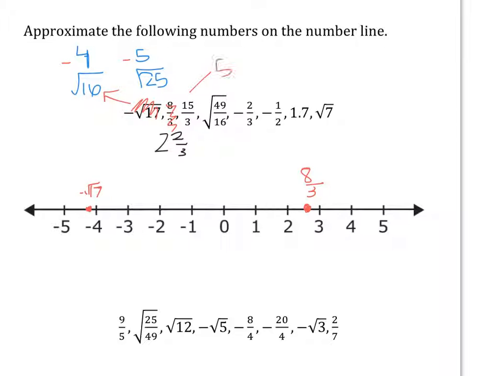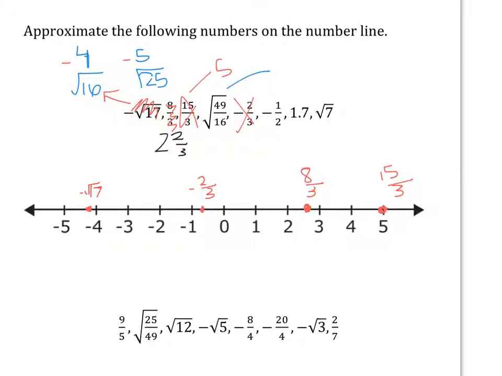15/3 simplifies to 5, so I'll go put that on 5, and that's 15/3. And then negative 2/3 would be between 0 and negative 1, and that would be about right there, so negative 2/3. Can't make a 3 here with my stylus. There we go. And I accidentally skipped negative square root of 49/16.